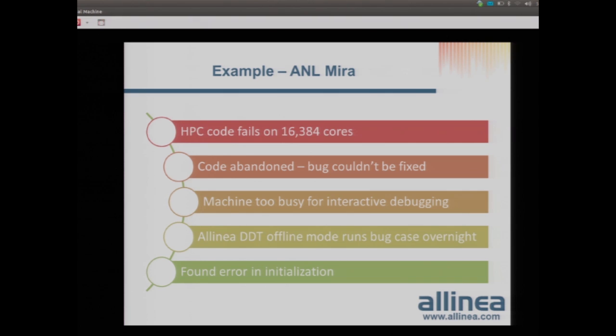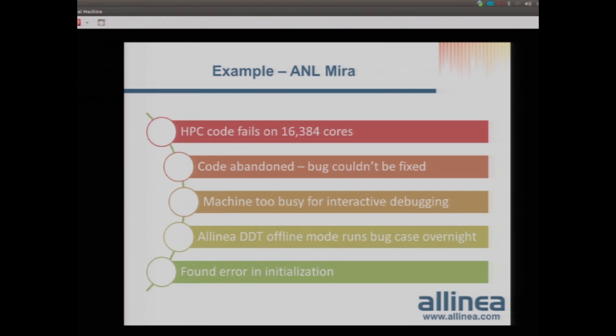So we had another example. This was on Mira. This was 16,000 and some cores. Code ran all right until it got to those numbers of cores. All of a sudden, it stops working. Okay, so the code had been abandoned. The bug couldn't be fixed. There was no way of debugging it. It was also too busy a machine to do interactive debugging.